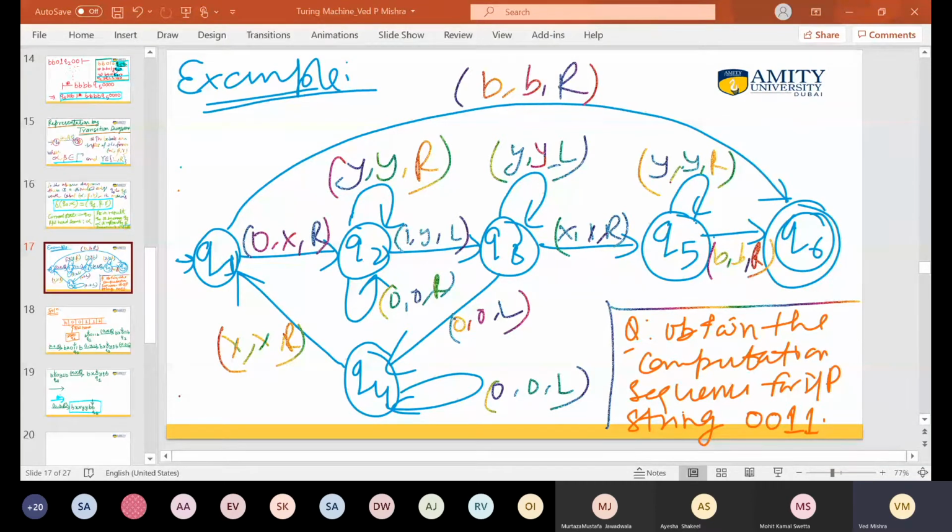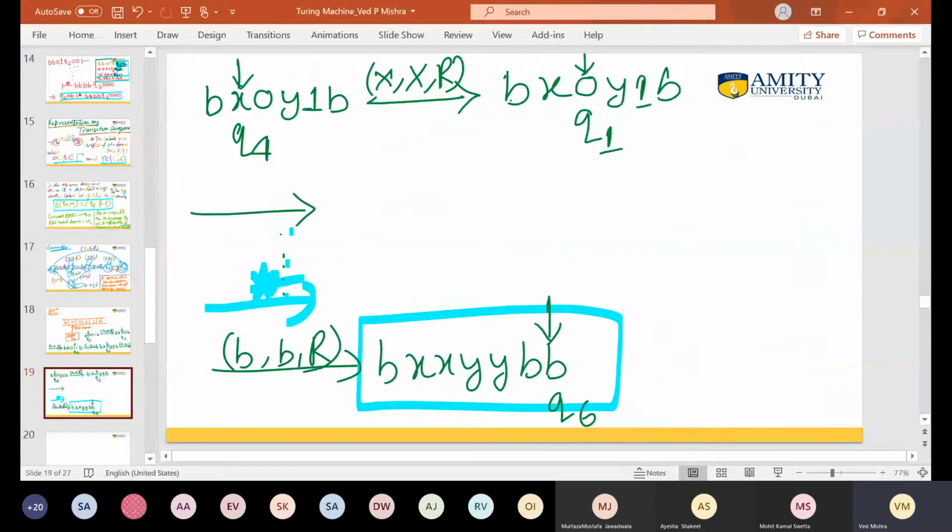Yes, anyone who could finish the final steps? How many steps are you getting finally? After this, bx0y1b q1. Sir, 8 steps. This will be the final answer after that 8th step. Yes, sir. You got it correctly. Very good.